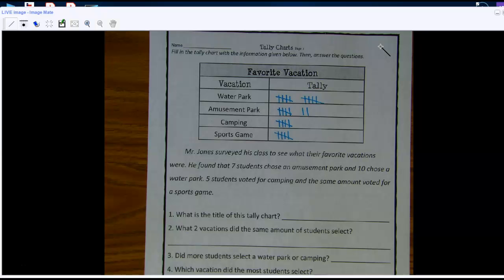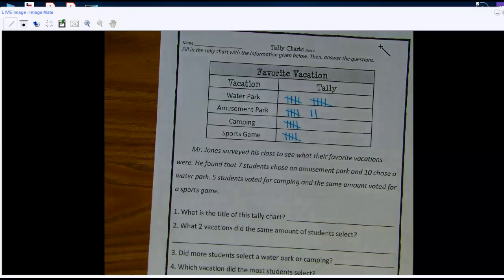Okay, number 1. What is the title of this tally chart? Write it down. What is the name of this tally chart? Go ahead and write it down. The name of this chart. What's the name of it? The names are always at the top.